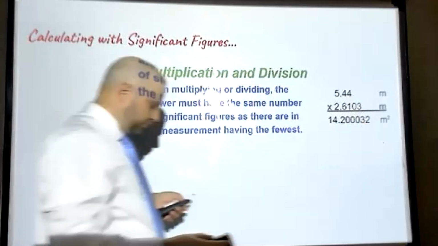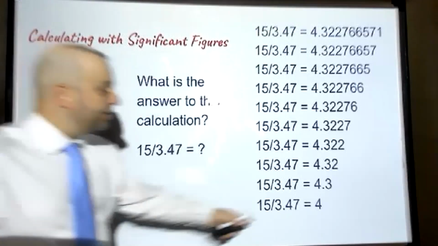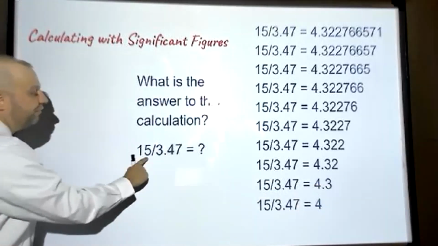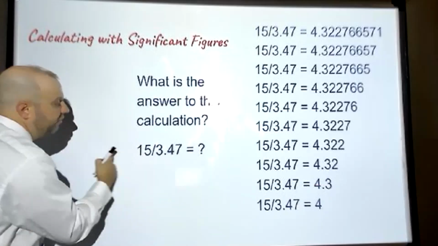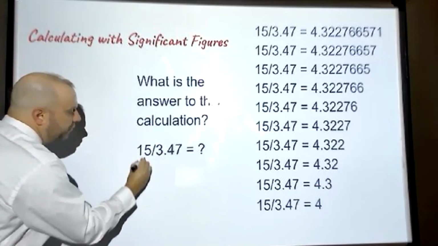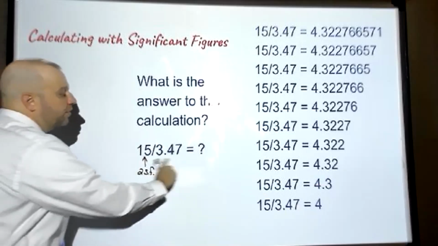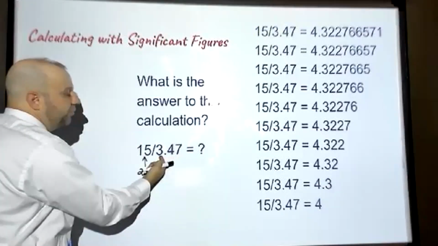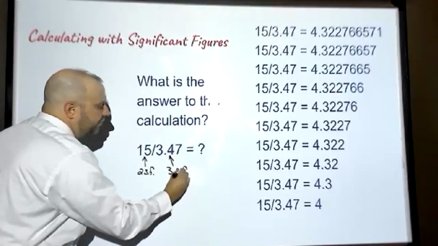4.3. So if I go back to that slide, I had said at the bottom that this was our answer. And the reason is this number 15 has 2 significant figures. No decimal place, so we would count from left to right. This has 2 significant figures. The number 3.47 has 3 significant figures. There is a decimal place, so we would count this way. This number has 3 significant figures.